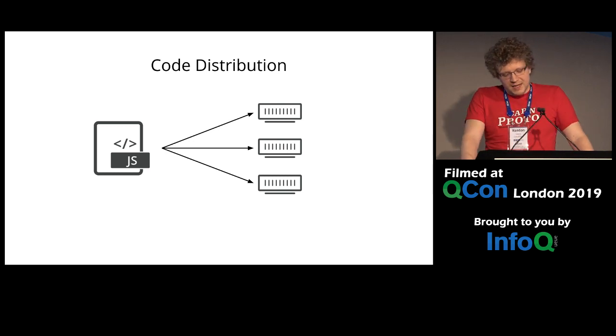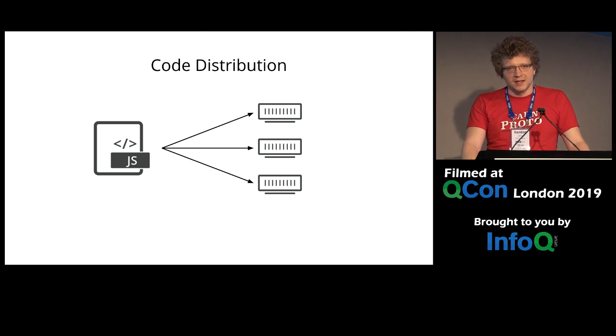Another problem is we need to get our code, or the user's code, to all of the machines that run that code. And it sure would be sad if we had achieved our 5 millisecond startup time only to spend 200 milliseconds waiting for some storage server to return the code to us before we could even execute it.